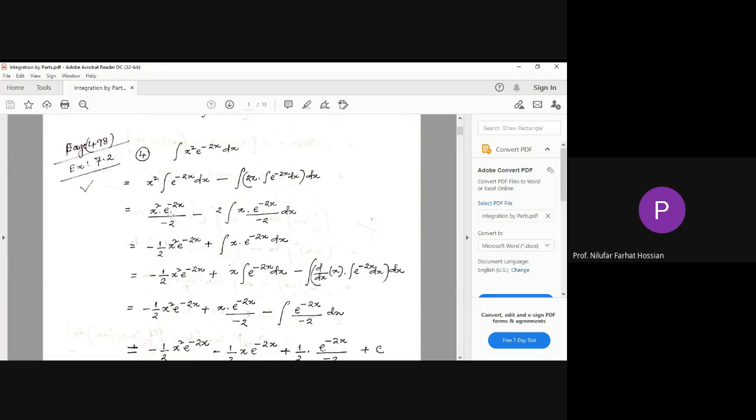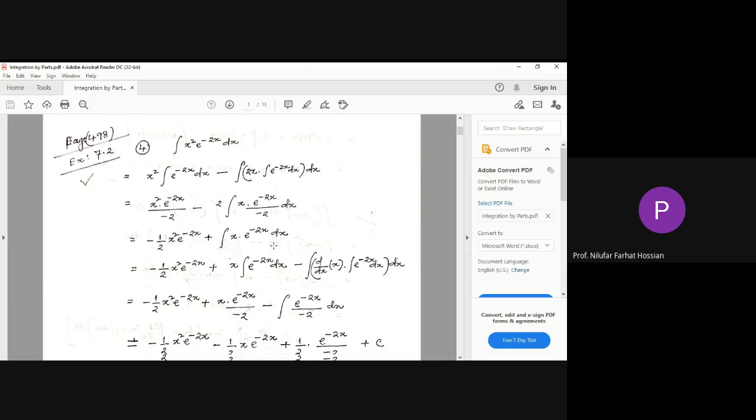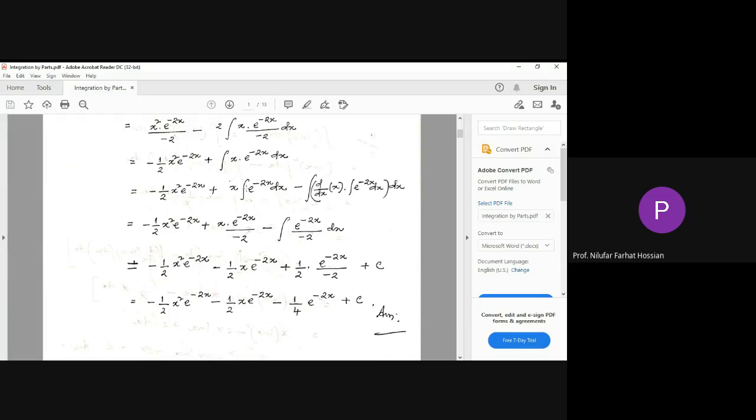So here you are getting minus half x square e to the power minus 2x, then plus integral of what? x into e to the power minus 2x. So you are getting almost the same thing, just here the power was 2, now here the power is 1. So you have to perform this integration again by using the integration by parts method. So here again we will take this x as first function and this one as second function.